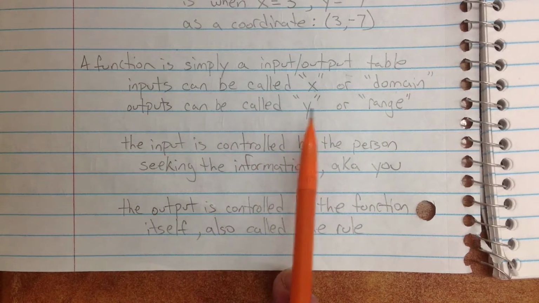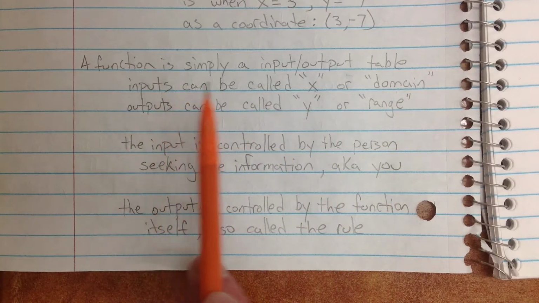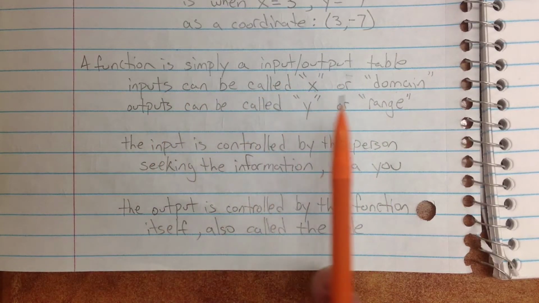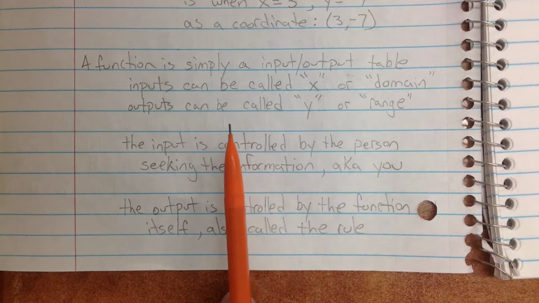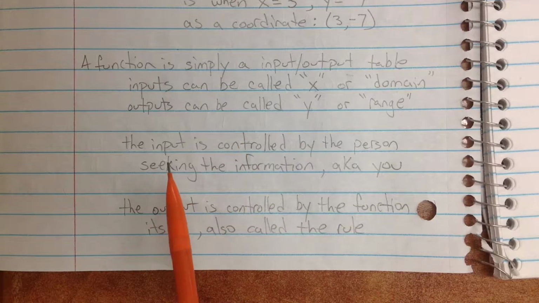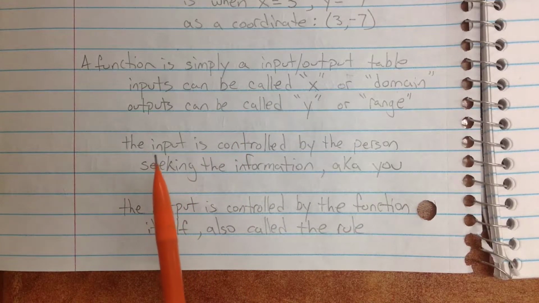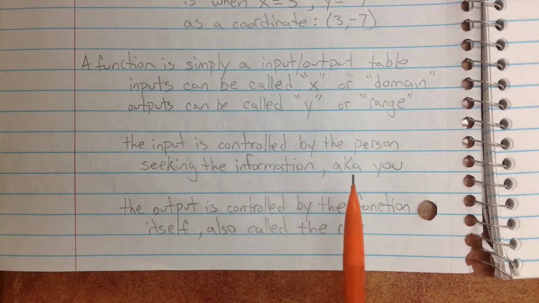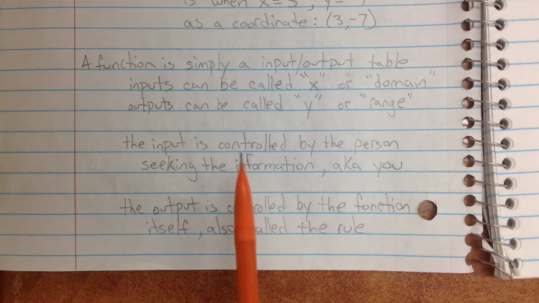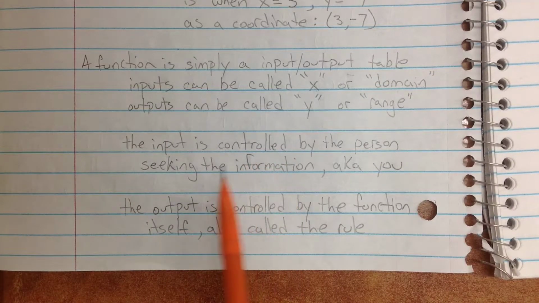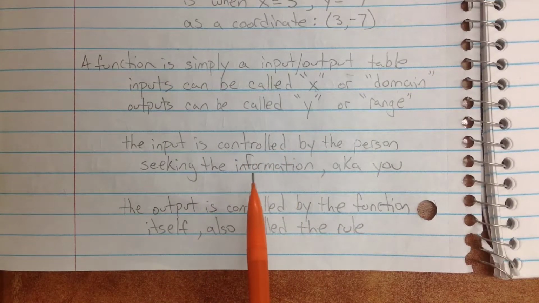Outputs can be called either your y's or your range. So all 3 of these terms in each of these lines can be interchanged as you wish. I said this a second ago, but this is very true. The input is controlled by you, or maybe more specifically, the situation. You use inputs to find out the output during that time.